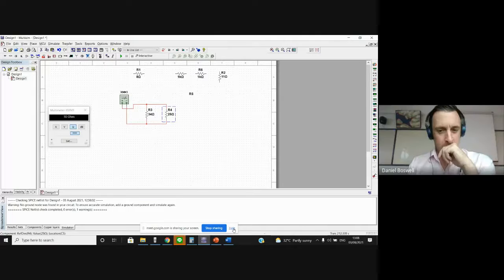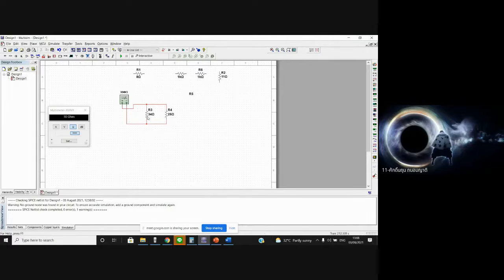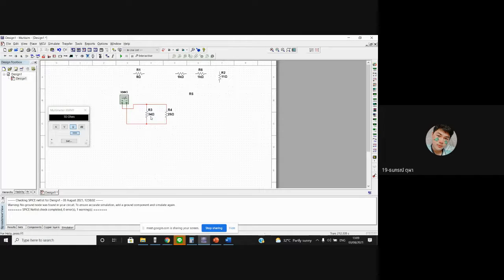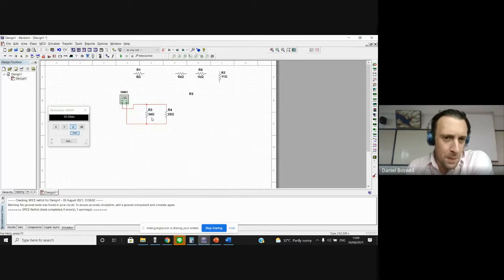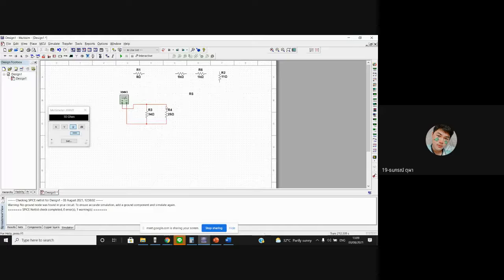Okay, buddy. So we have 2 resistors in our parallel circuit. Resistor 3, what is the resistance in resistor 3? 34. Okay, 34, yeah? So 34 ohms in R3. And in our resistor 4 here, 25 ohms. Nice, good job.